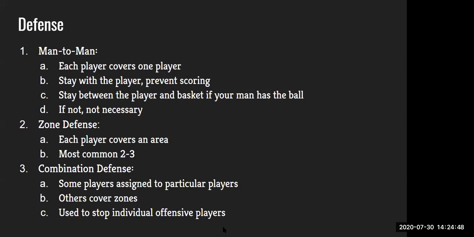Three kinds. So firstly, there's man to man. Every player is assigned a man, and they have to defend that one man. They stay with the player and stop him from shooting or getting passes or passing the ball to someone else. When the player has the ball, the defender has to stay between that player and the basket, so they can block if he tries to shoot.